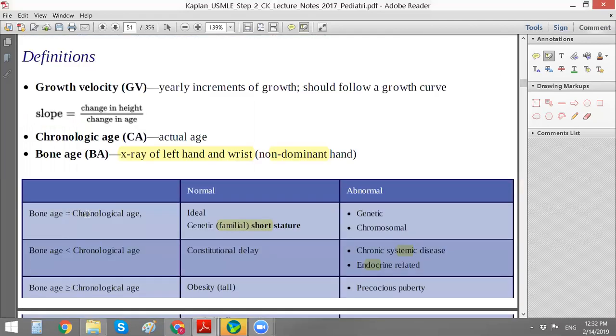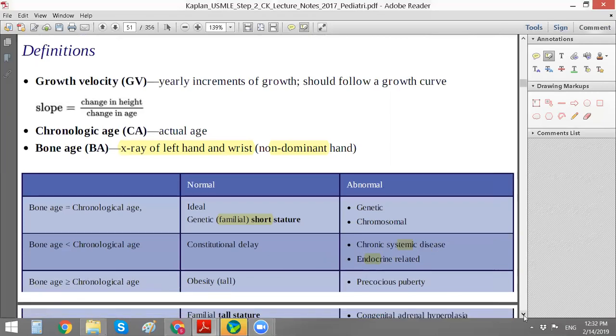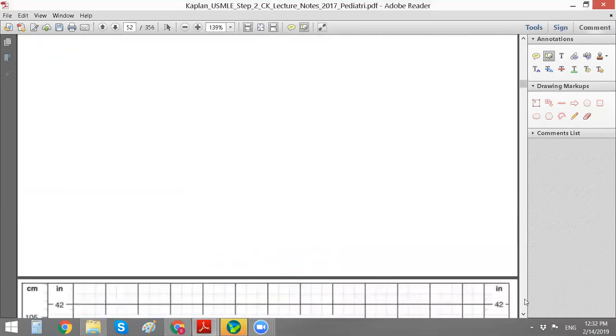So this was bone age equal to chronological age, which was genetic and chromosomal if it was a problem. Bone age less than chronological age was constitutional disease, then chronic systemic disease and endocrine related, growth hormone related. Greater than was tall stature and obesity, but it was due to precocious puberty, CAH and hyperthyroidism.